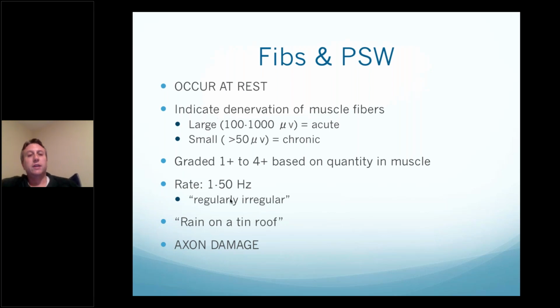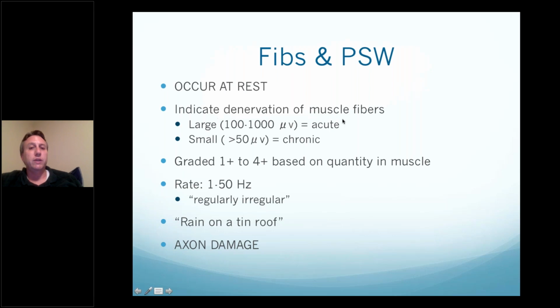So that's one of the key differentiators between fibs and positive sharp waves and motor units: besides only occurring at rest, fibs and positive sharp waves are going at a different rate than a normal motor unit would appear. So just to review again, these only occur at rest, and they indicate denervation of muscle fibers. So they both mean the same thing. Even though they look different, they mean basically the same thing.